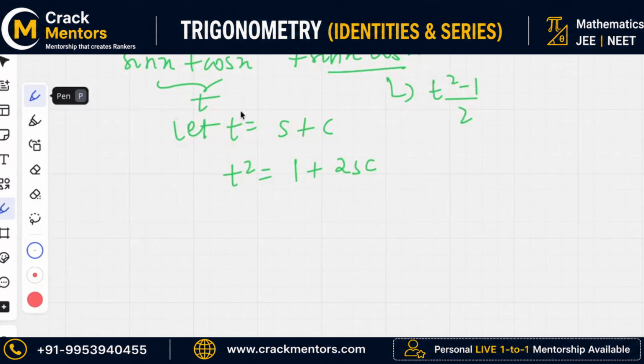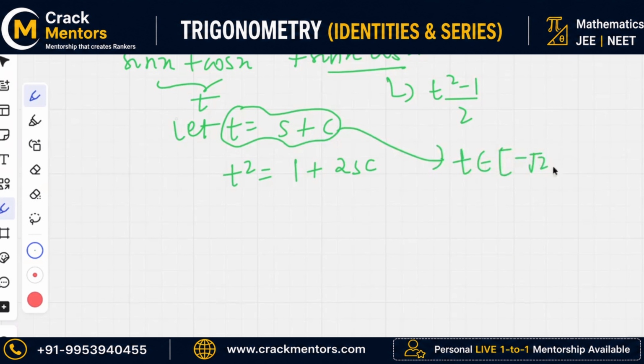Also, one more thing. As I told you long back, it's a good practice, if you do substitution, to always, if possible and necessary, try to write its restricted, updated range. So if my t is sin plus cos, that means the range of t is this, right? So this quadratic that we will get is in a restricted domain.